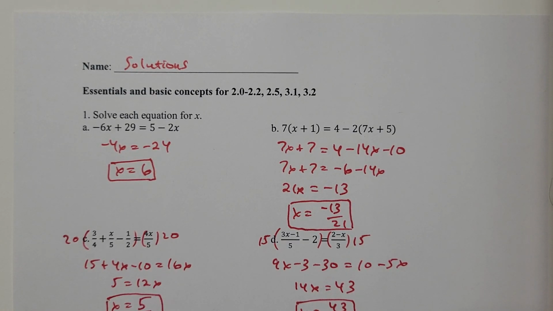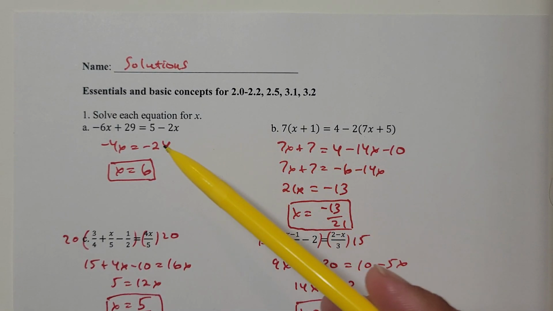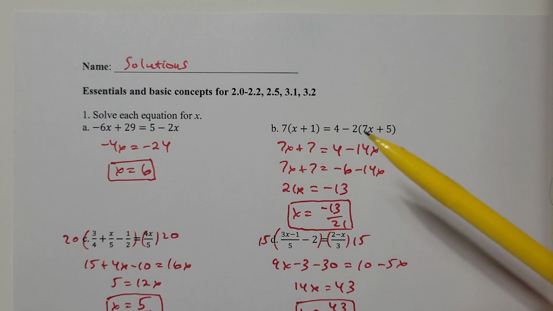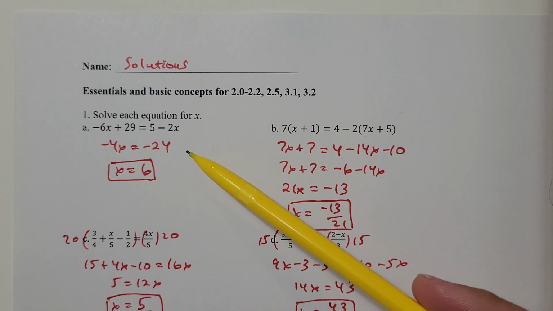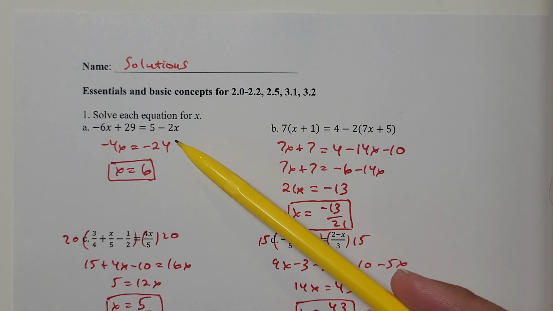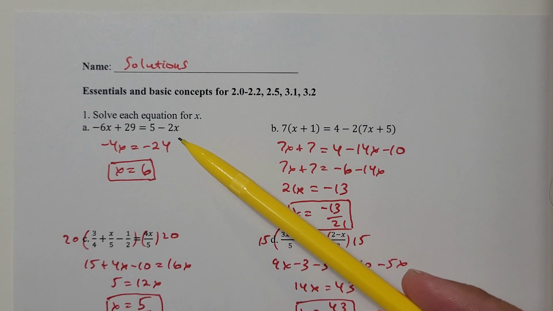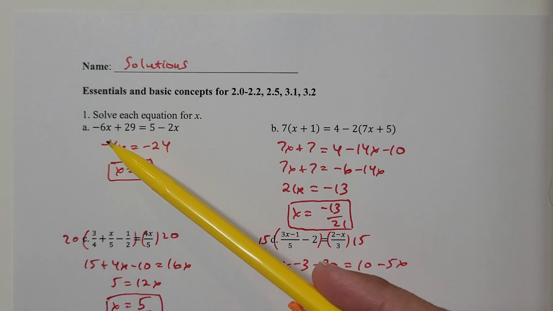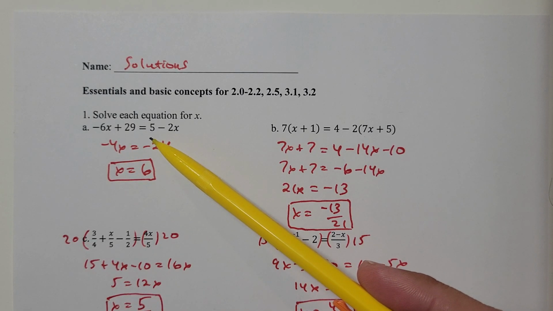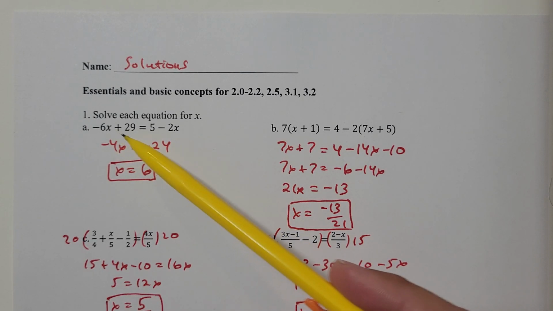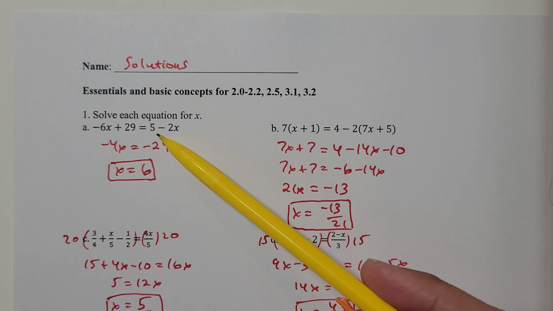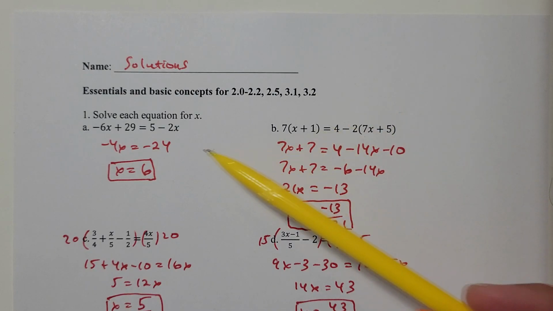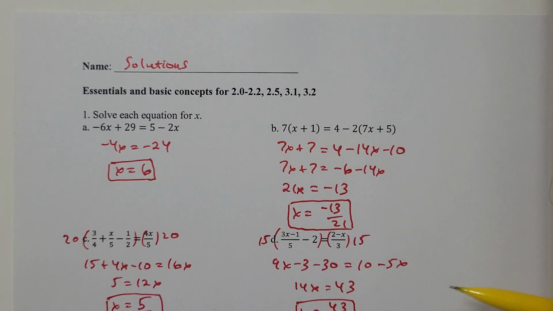I have some equations we're going to solve for x. In the first equation, now the idea with an equation is to get x on one side and all the other numbers on the other side. So like with this equation here, let's go ahead and add 2x and subtract 29. Okay, negative 6x plus 2x is negative 4x. And then when I subtract 29, 5 minus 29 is negative 24.